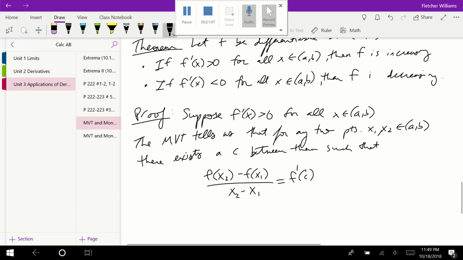Well, now it's just a matter of being a little clever. We're trying to show that f of x2 is greater than f of x1. So here's what we'll do. We're going to move over the x2 minus x1. So multiply it over, you're left with f(x2) minus f(x1), which is equal to f prime of c times (x2 minus x1).